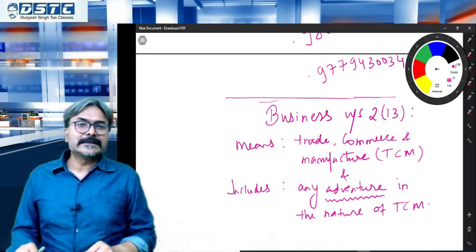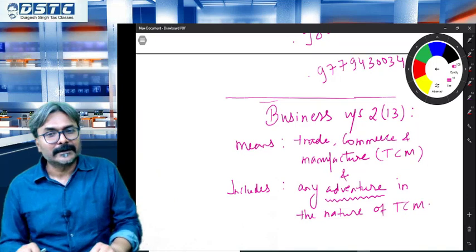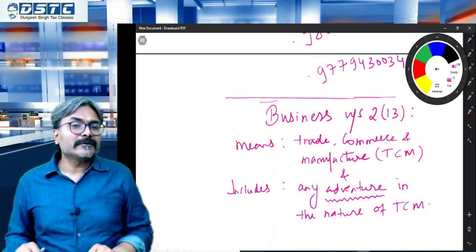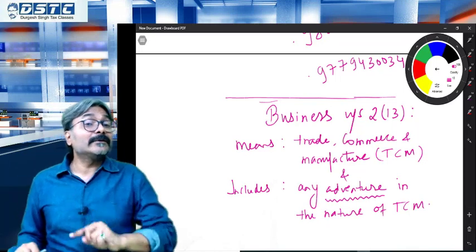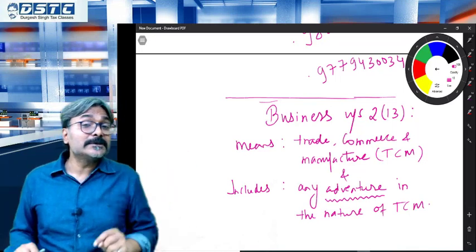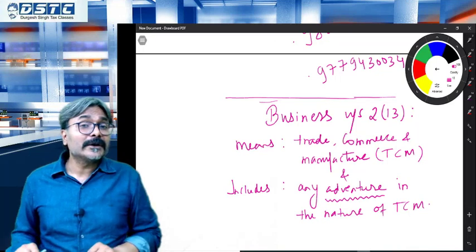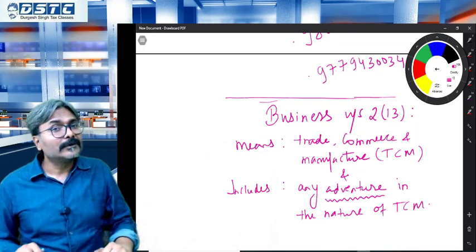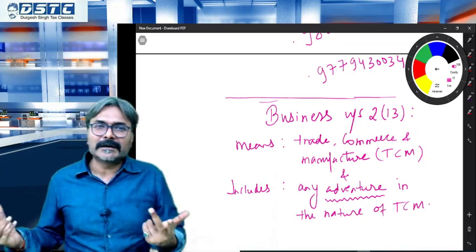So students, is this argument on the part of the AO justified? By the way, what is the motivation of the AO? Why did the AO want to drag him under the head PGBP? Why did he want to change the head from capital gains and take him to the head PGBP? The motivation we all definitely know.